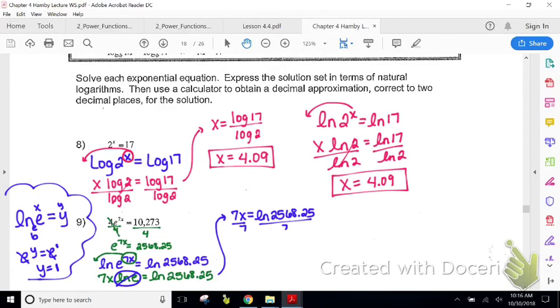Divide by the 7. And so x is approximately, rounded to 2 decimal places. Good. You did. All right.